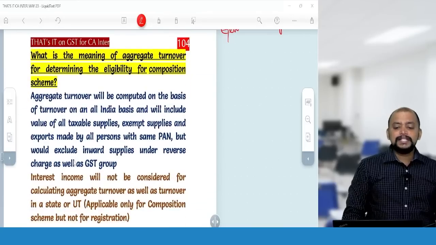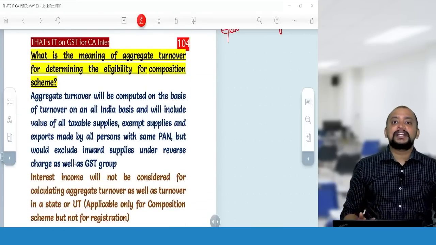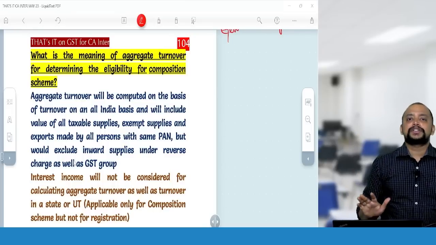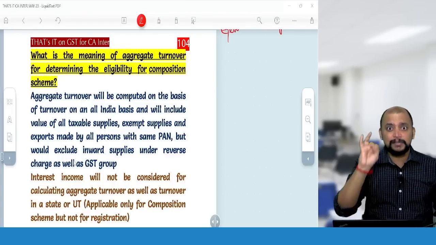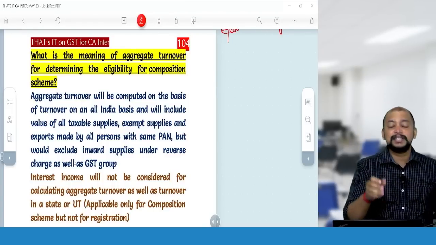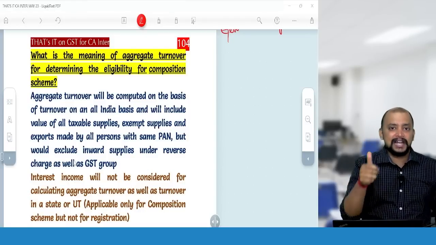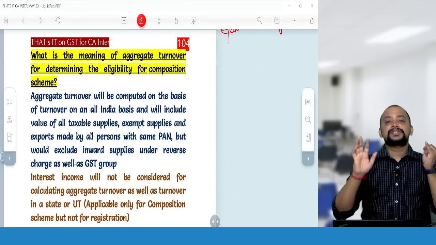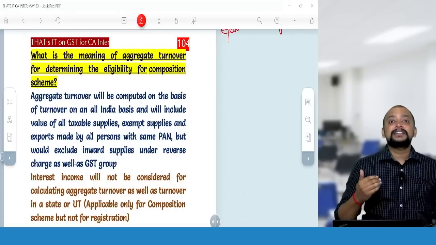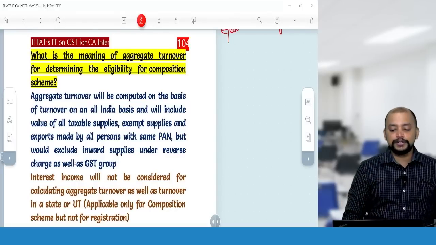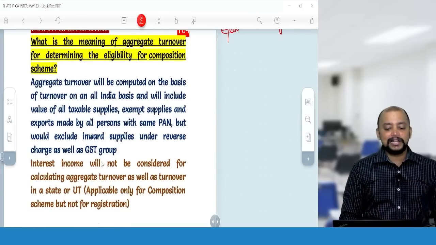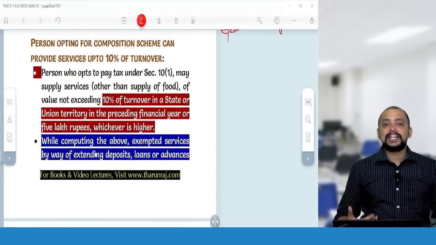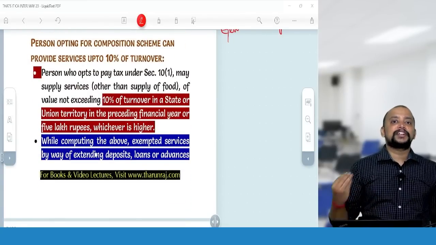Then, what is the meaning of aggregate turnover for determining the eligibility to opt for composition scheme? The regular aggregate turnover definition only applies, that is taxable supplies, exempted supplies, non-taxable supplies, zero rated supplies. It excludes inward supplies covered under RCM and it excludes taxes. This is the regular aggregate turnover definition. One extra point you need to remember: interest on loans, advances, deposits will also not be taken into the aggregate turnover definition.